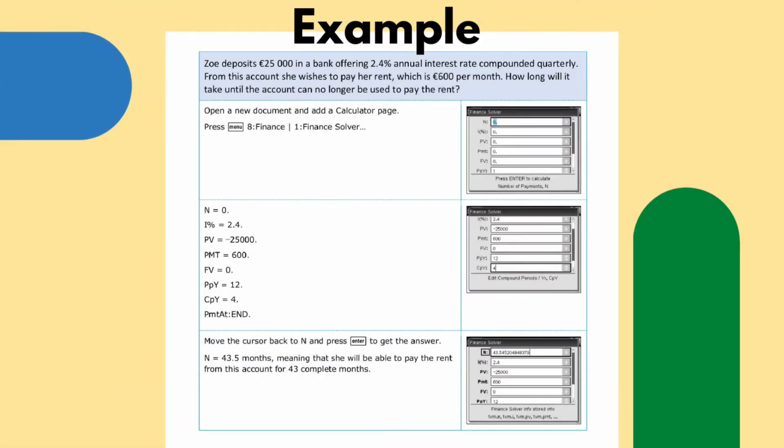Here is an example of a question that may be asked in Chapter 7 in the context of financial applications, which is topic 7.2.